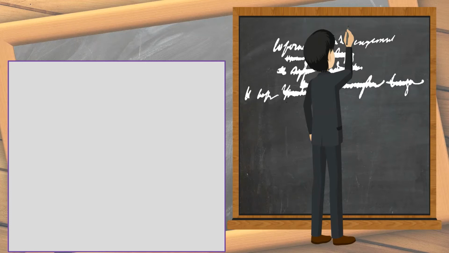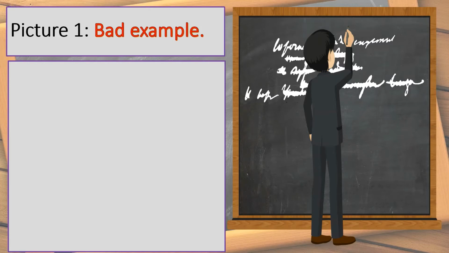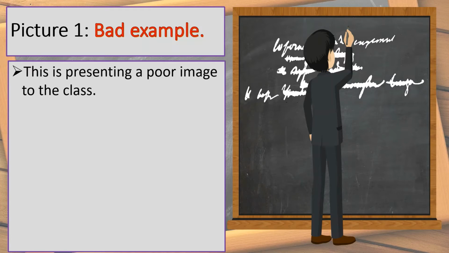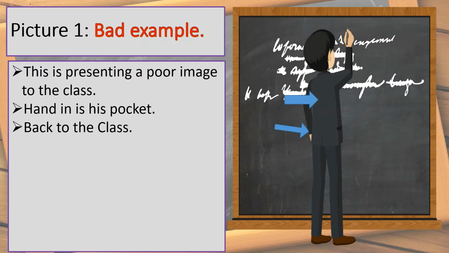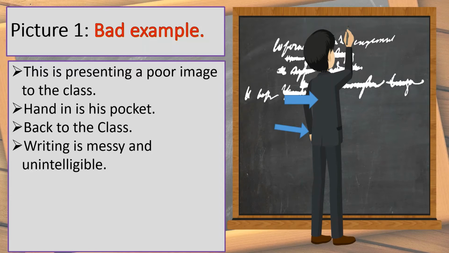So, picture 1. Do you think this is a bad or good example? I would say this is a bad example. Overall, this teacher is presenting a poor image to the class. He has his hand in his pocket and he has his back to the class, which not only disconnects the students and gives them time to mess around, talk and get distracted, it also seems like the teacher is not that interested in them. As well as this, his writing is messy and unintelligible.